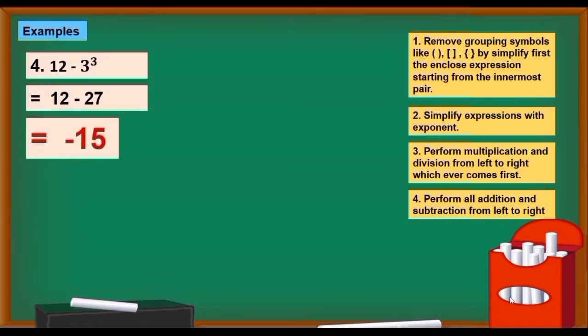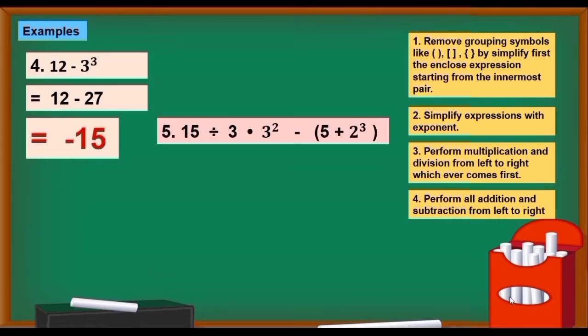So, let us have another example. Number 5: 15 divided by 3 times 3 squared minus the quantity of 5 plus 2 cubed. Ang sabi, una daw is to remove the grouping symbols. At pwede na rin po nating isabay yung sa exponent, since dun sa grouping symbol ay naka-exponent po ang unahin natin. So, yung nasa labas ay pwede na rin po nating umpisahan.